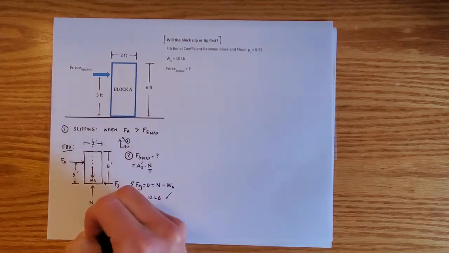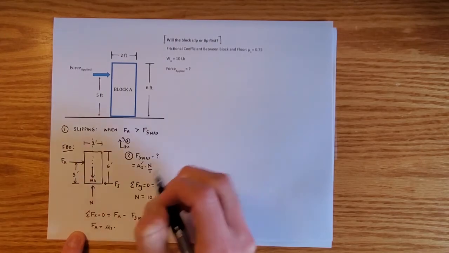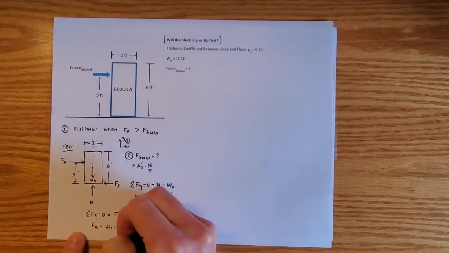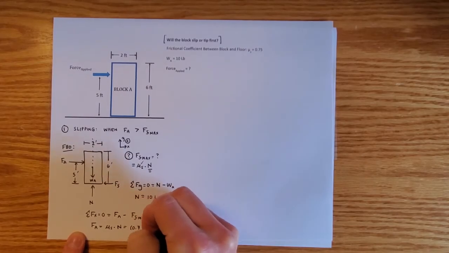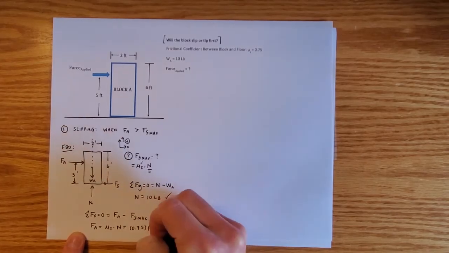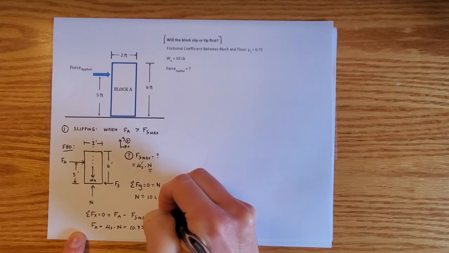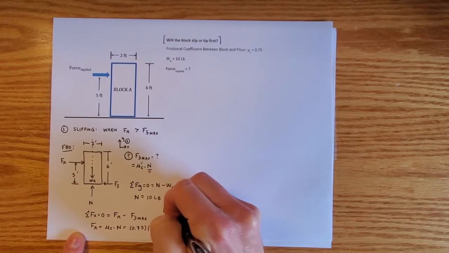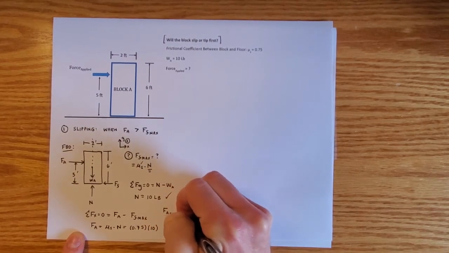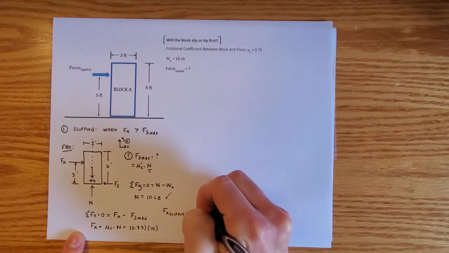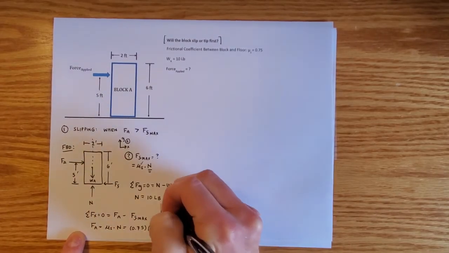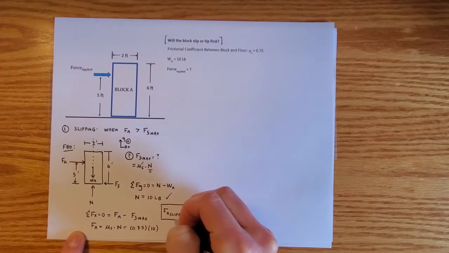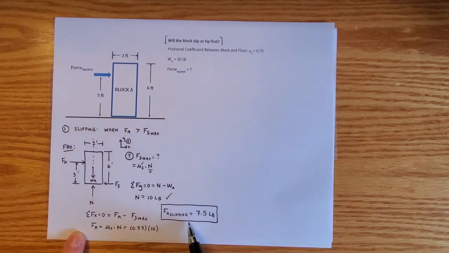So pretty much what we can determine from this is that Fa is equal to mu s times N, which is equal to 0.75 times our normal force, which is 10. So I like to say that Fa to cause slipping is going to be equal to 7.5 pounds. This is our first applied force that we've solved for.